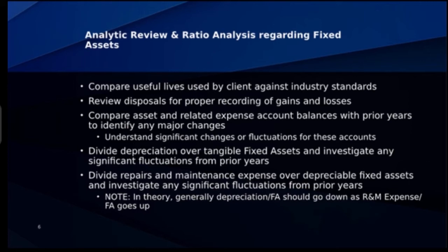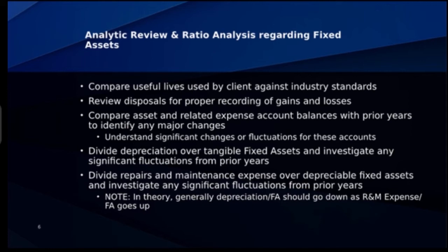Again, if someone's trying to hide a capital expense, they might hide it in the operating expenses under repairs and maintenance or something like that. So you should see some major fluctuation in these accounts in which there might be some reporting errors. So you want to understand those significant changes. Divide depreciation by the tangible fixed assets and investigate any significant fluctuation from prior years. So again, depreciation divided by fixed assets. Next, divide repairs and maintenance expense over depreciable fixed assets and note any significant fluctuations from prior years.